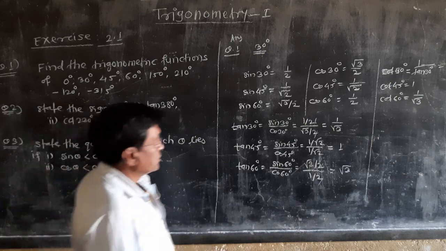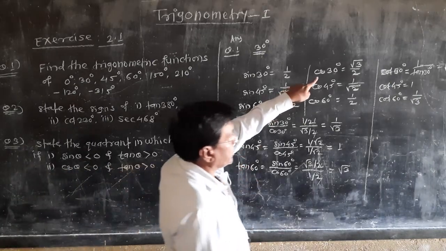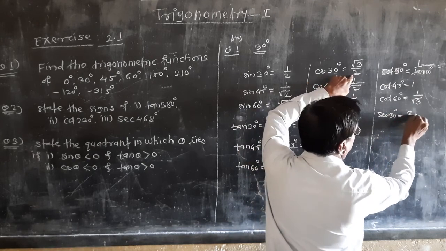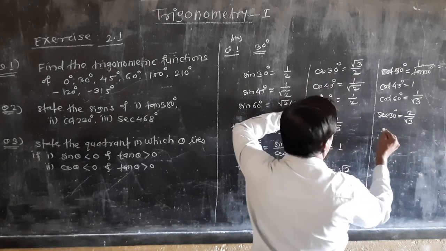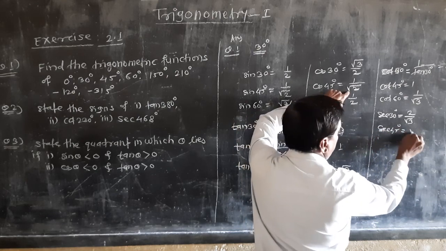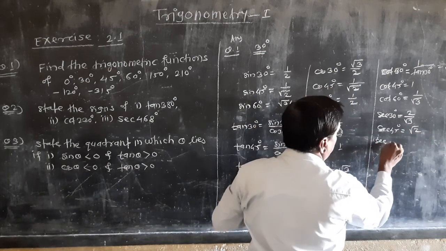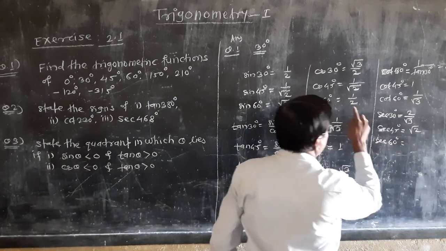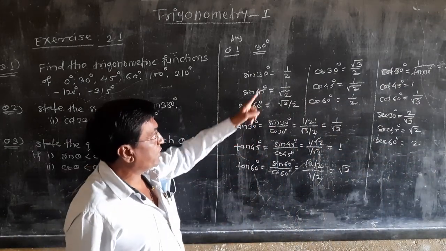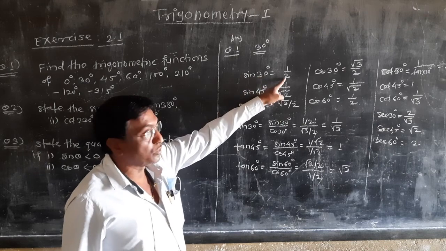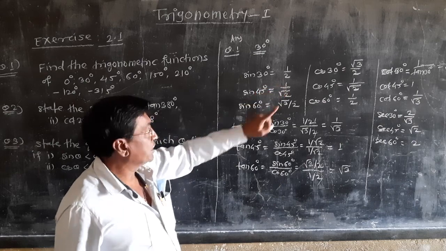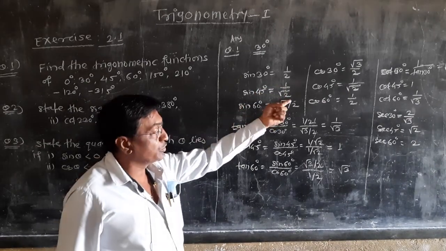After this, sec is the reciprocal of cos, so that's why we find here sec 30 degree is equal to the reciprocal of this, that is 2 upon root 3. Same way, sec of 45 degree is equal to the reciprocal of this, that is root 2, and sec of 60 degree is equal to the reciprocal of cos 60, that is 2, and so these are the values of sec. Similarly we calculate the value of cosec. Cosec 30 is equal to 2, the reciprocal of this. Cosec 45 is equal to root 2, the reciprocal of this, and cosec 60 degree is equal to 2 upon root 3.